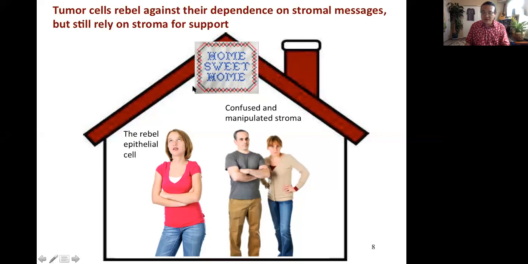And you can imagine then that this cartoon of the house containing this family that's becoming more and more dysfunctional. One way to think about it is the walls and the roof of this house can represent, figuratively speaking, the basement membrane, right? And the rebel teenager still has to survive within the supporting framework of the stroma and the basement membrane.